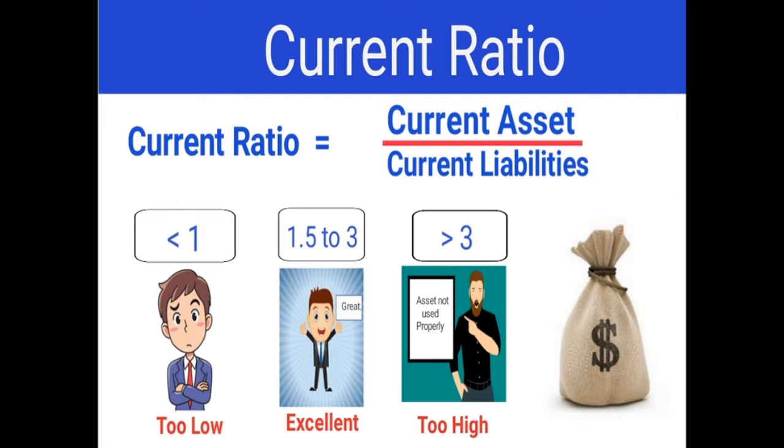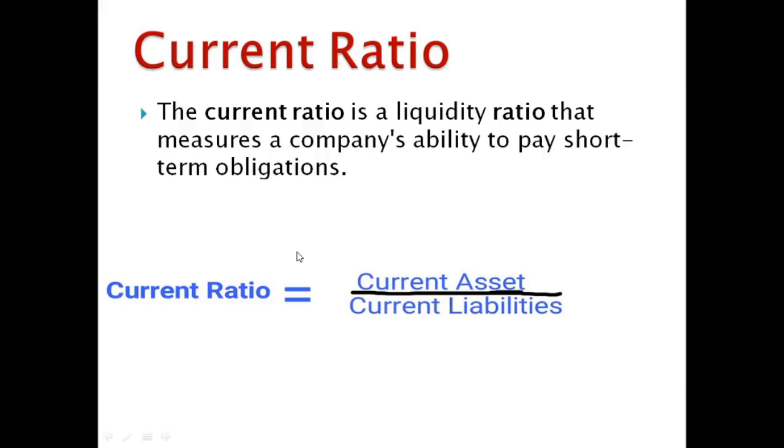So let's understand this with the help of a definition. Current ratio is a liquidity ratio that measures the company's ability to pay short-term obligations. So what does it mean? For running any business, we have expenses like raw material, staff salary, rent, electricity bill. To pay all these expenses, is my company able to generate sufficient sales, that is assets, to pay all those expenses? That is what current ratio will tell you.